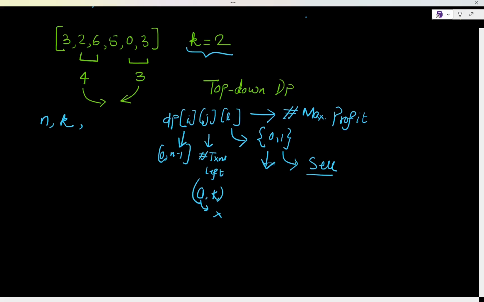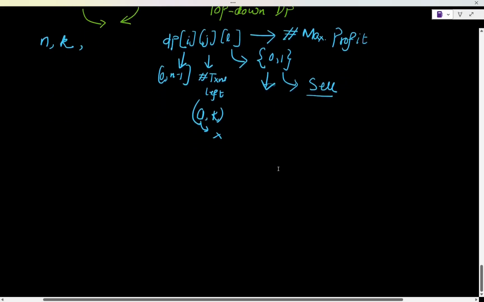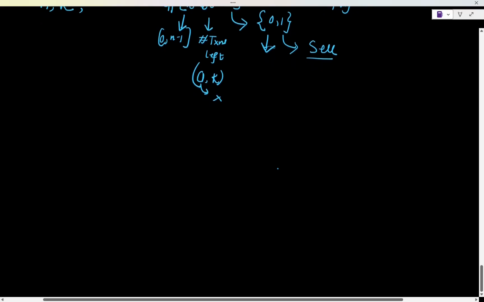Now, of course, since we are following a top-down DP approach, where will we start from? The root node, so to speak, in our recurrence tree will have K number of transactions left. So this I variable of the DP call, the recurrence call, will start with 0. We are at the 0th index. How many transactions are left? This will be K.